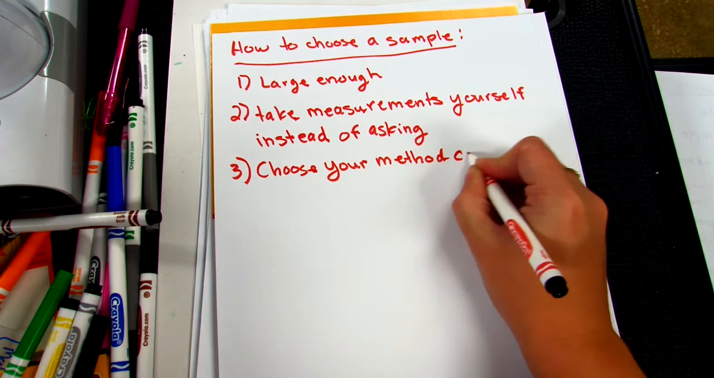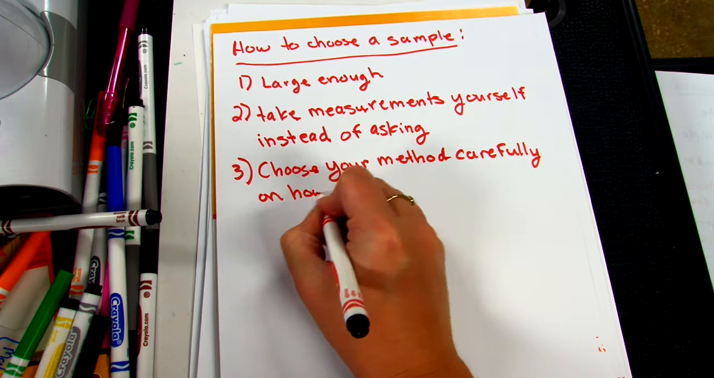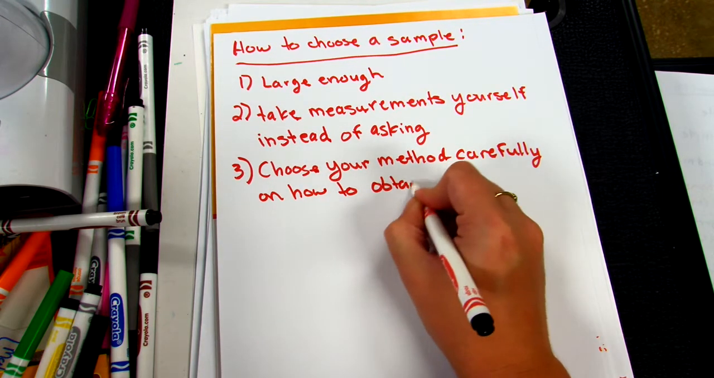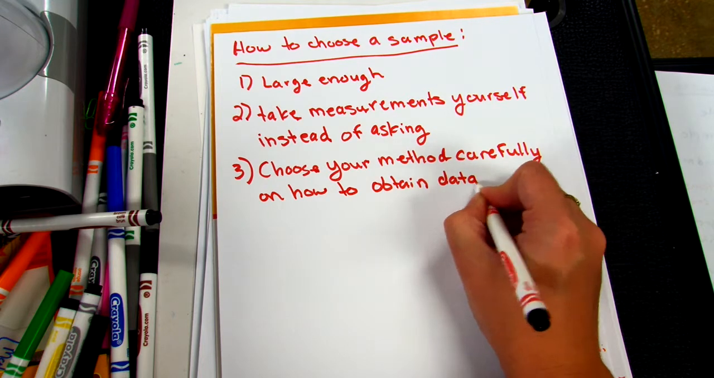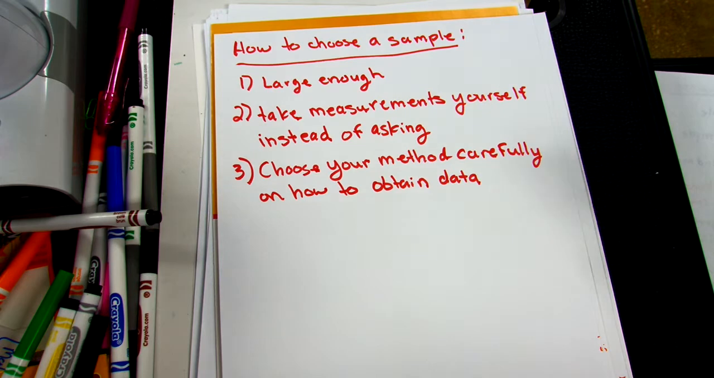Carefully. Okay, how do you obtain your data? So for example, are you calling them on the phone? Are you sending them a letter? Or are you interviewing them in person? Even though all three of those can get your data, if you're sending out letters, not everyone is going to respond to your letter. If you call people on the phone, they might just hang up on you because they don't want to answer your questions. Rather than if you approach someone in person, you have a better chance of getting the information that you want.